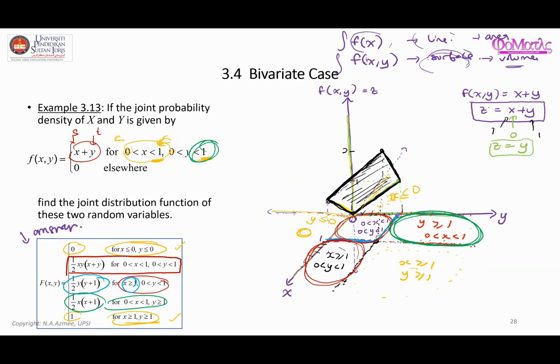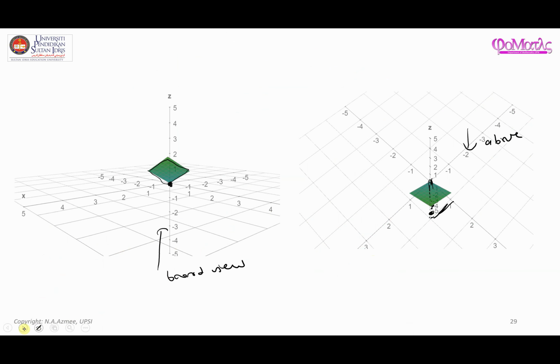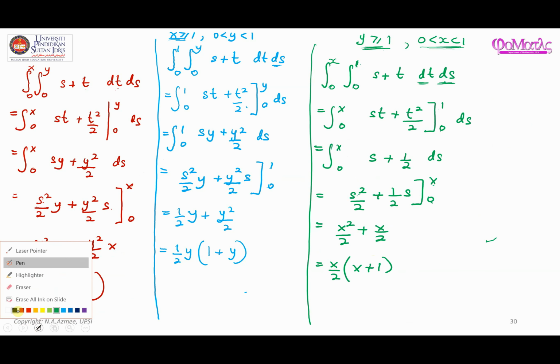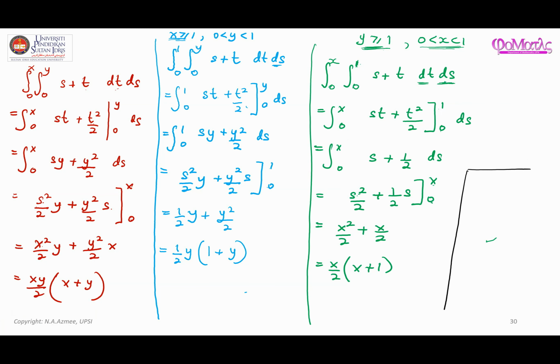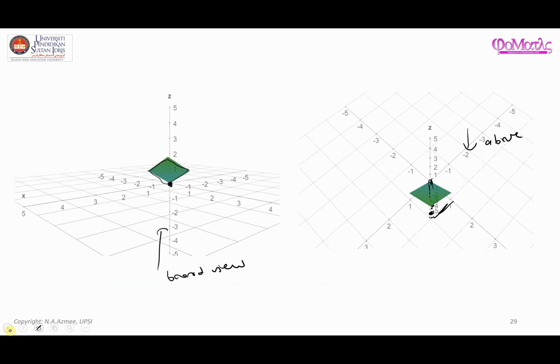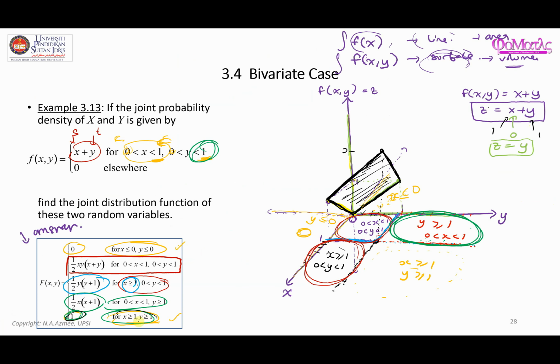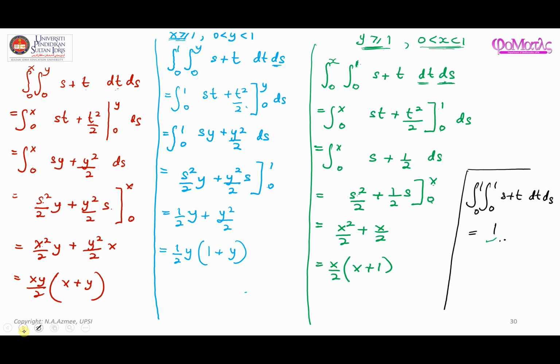Okay? Of course, if you want to try to get 1, what you can do is integrate this function. So if you want to try your hand at getting the result, you can integrate the function s plus t, dt ds, and you plug in the limits 0 to 1 and 0 to 1. The result here should be equal to 1. Okay, so this is the last part of the result that you've seen right here. Alright, so I think we are done with this example.